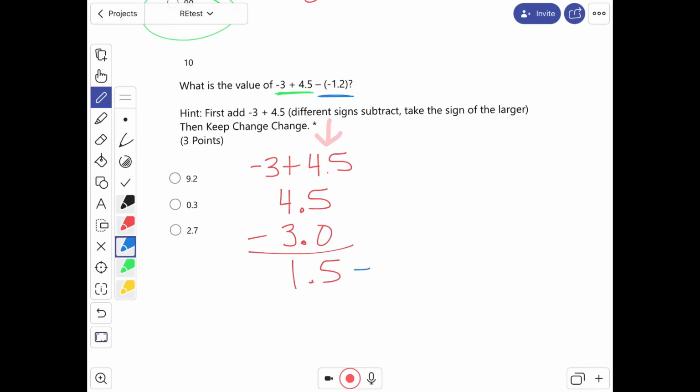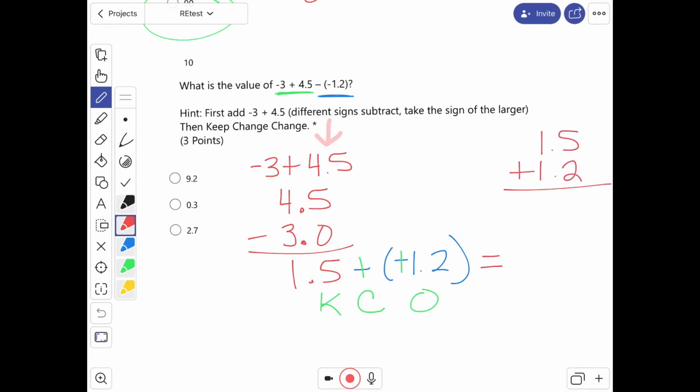Then I need to do the rest of the problem. Minus negative 1.2. Remember, keep, change, opposite. So keep the 1.5, change to plus. The opposite of negative 1.2 is positive 1.2. So I'm just adding a positive 1.5 and a positive 1.2. Just going to add them together, which is 2.7.